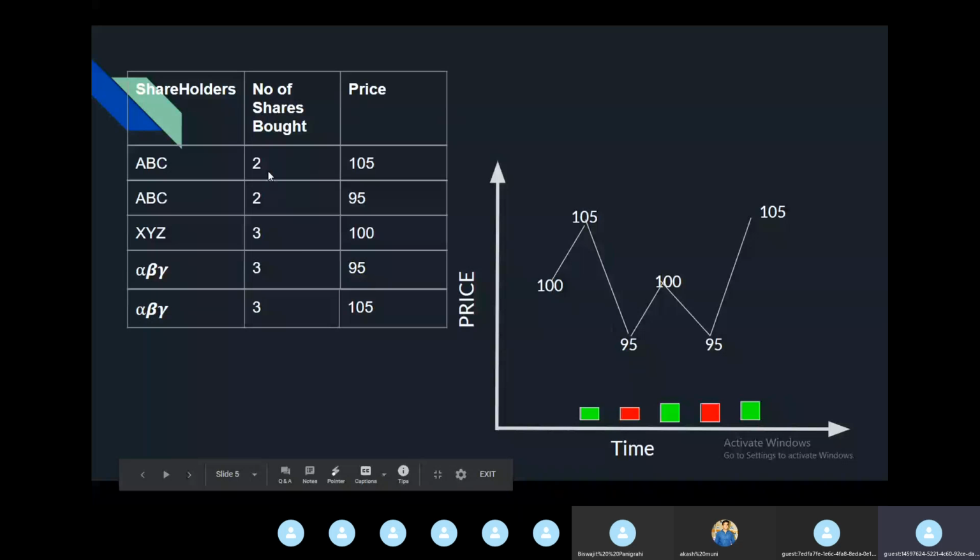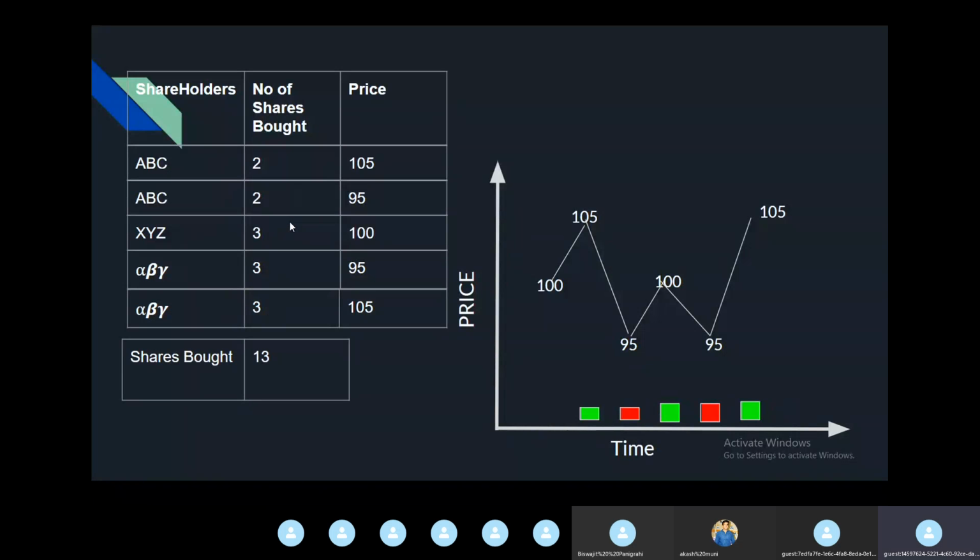Now we see how many shares have been bought. 2, 2, 4, 4, 3, 7, 7, 3, 10, 10, 3, 13. So we have 13 shares they have bought. So previously, how many shares were there for the public? 35 shares. We have already bought 13 by the big people. Now the remaining is 22.